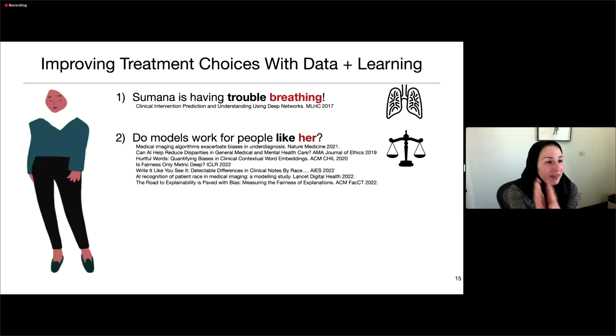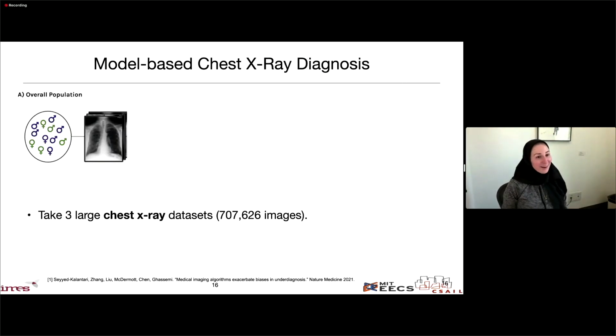So let's think about that example I just talked about, right? Sumana goes into the hospital and they tell her, hey, 3 hours in the emerge, or we could give your chest x-ray to this model, state of the art, fancy paper, right now it'll say something about you. She might be wondering if this model will work for a patient like her. So let's try that out.